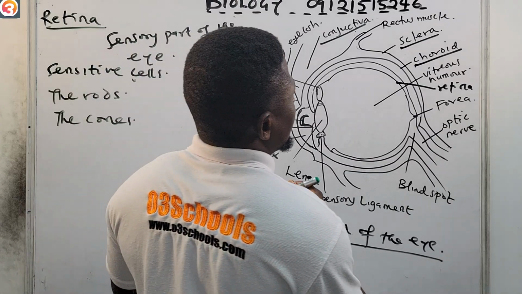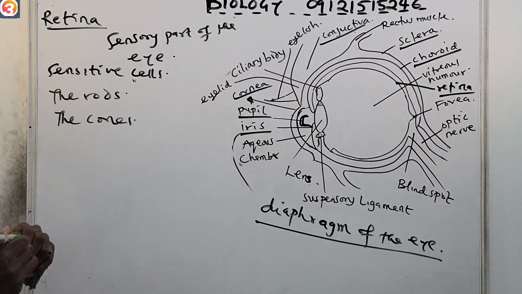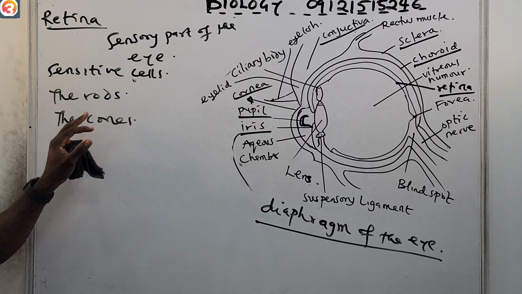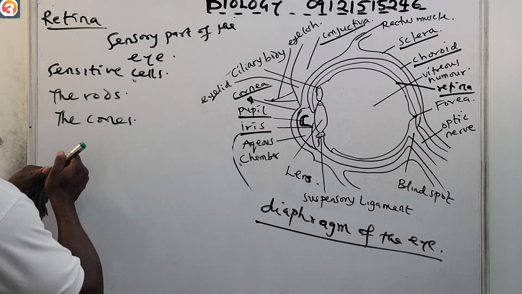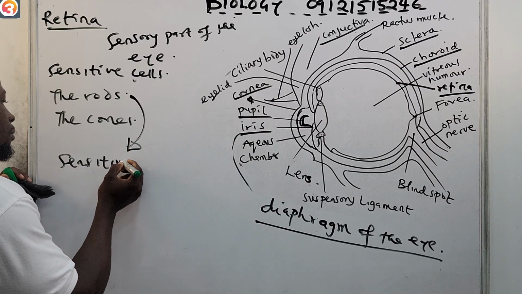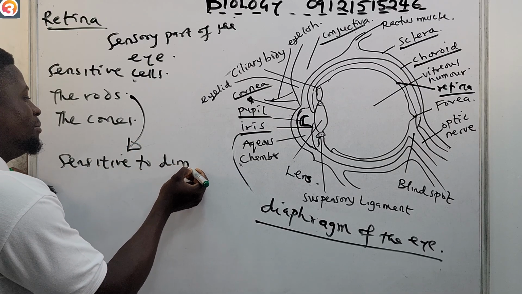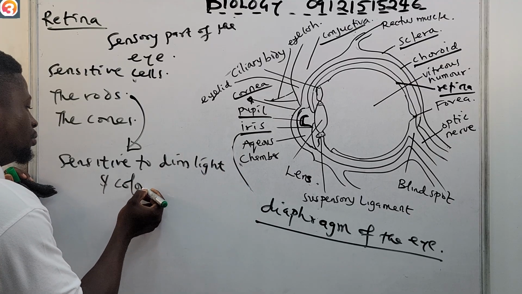This is the retina here. I think I showed you that before. It contains the rods and the cones. The rods here are sensitive to dim light. Take note. The rods are sensitive to dim light and colorless vision.